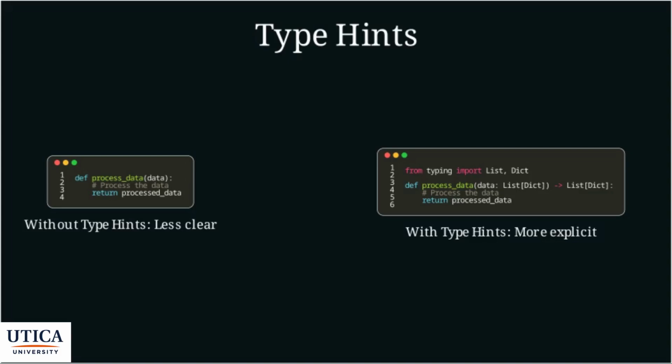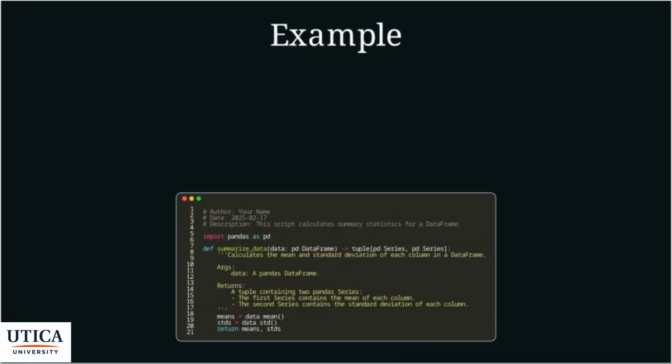Type hints improve readability, enable static analysis tools to catch type errors before runtime, and provide better support for code completion in IDEs. Let's put it all together with a practical example. Here's a simple function that calculates the mean and standard deviation of each column in a data frame, but it's completely undocumented. First, we'll start by adding a proper header with the author, date, and a brief description of the script's purpose.